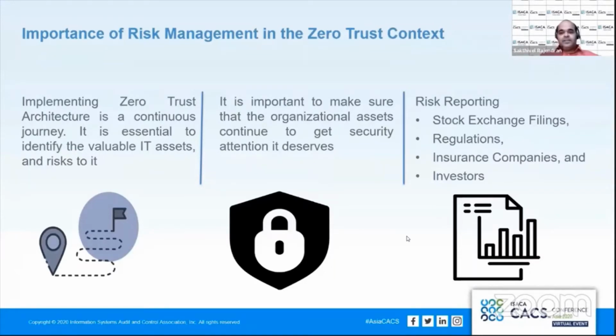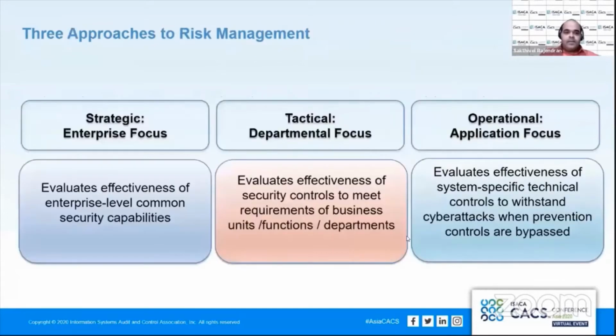So with that context, we are getting into the next section of the session, which is about risk management. I'm going to talk about three approaches to perform cybersecurity risk management. The three approaches to cybersecurity risk management are strategic, tactical, and operational. The strategic approach is about the effectiveness of enterprise controls, including controls at the perimeter level, such as firewalls, intrusion prevention systems, and security gateways.